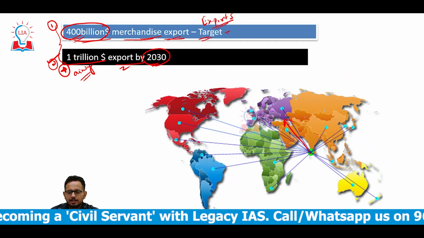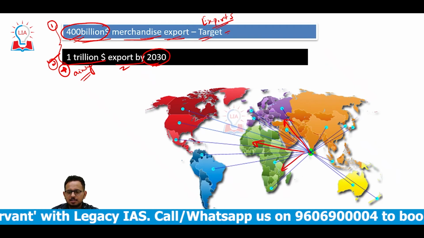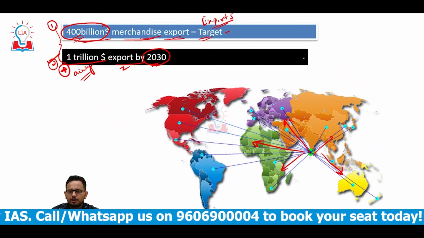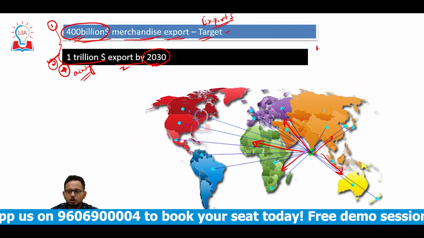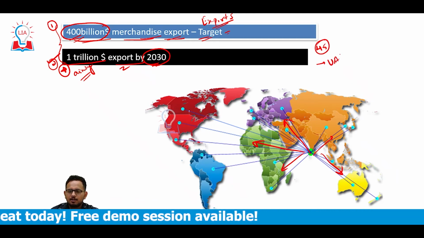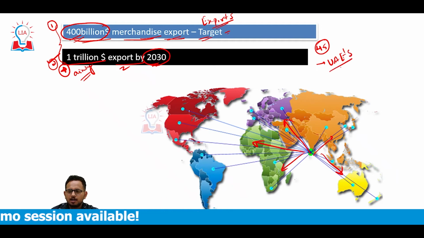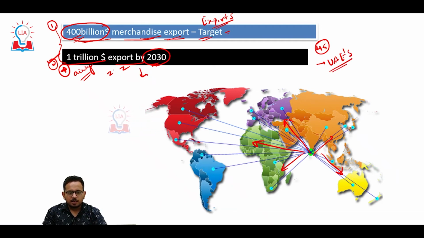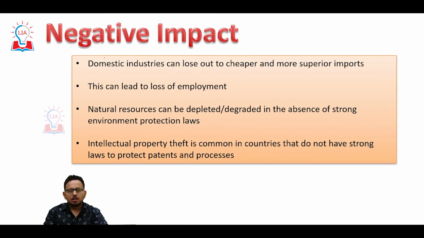Through these FTAs, we have seen India has FTAs with almost 45 countries. Through these FTAs and the recent one, that is UAE, India is moving one step ahead of achieving such a great achievement when it comes to the exports. Now let's see what are the negative impacts.